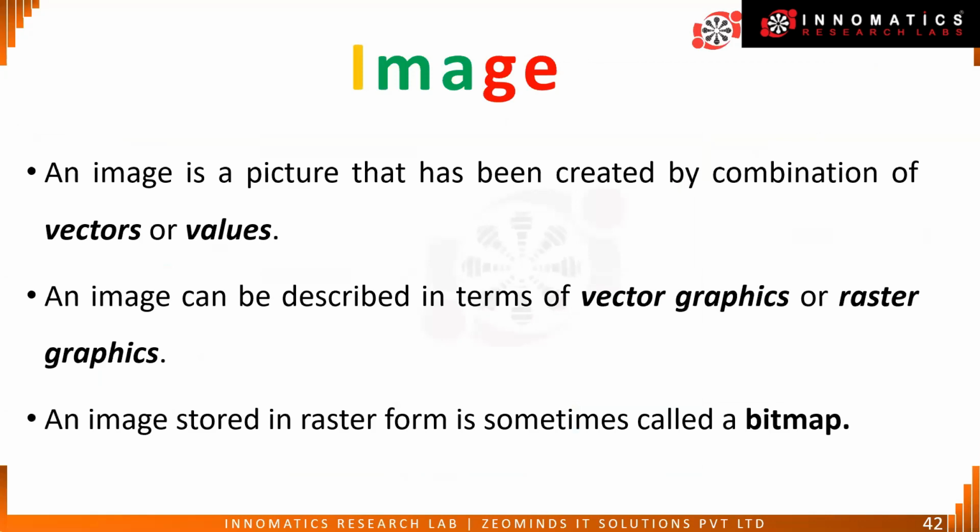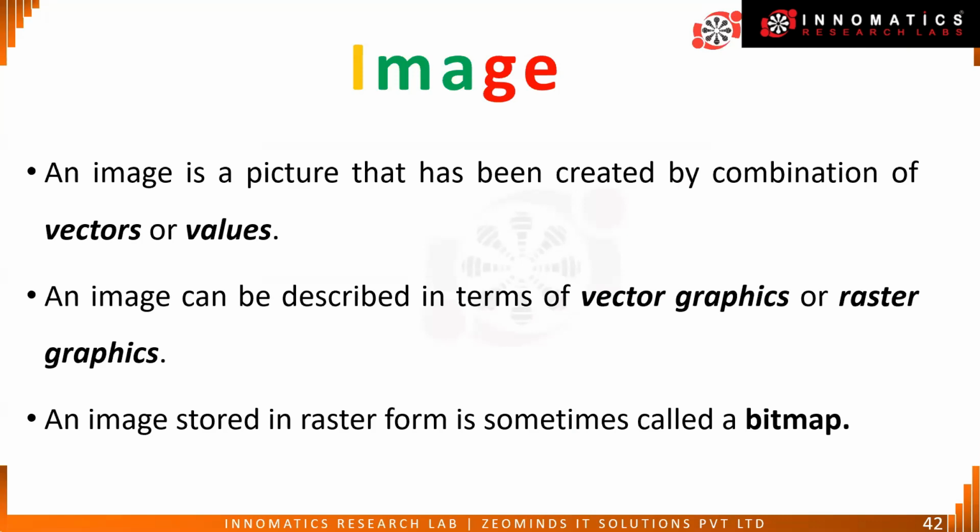An image is a picture created by a combination of vectors or values. As you can see, when I read an image, I'm getting some values, some array or vectors. An image is described in terms of vector graphics or raster graphics, meaning each and every value specifies some color. I'll come back to that. Generally, images are stored in the form of raster or bitmaps, meaning mostly they're stored in an 8-bit array, 16-bit array, 24-bit array, and so on.